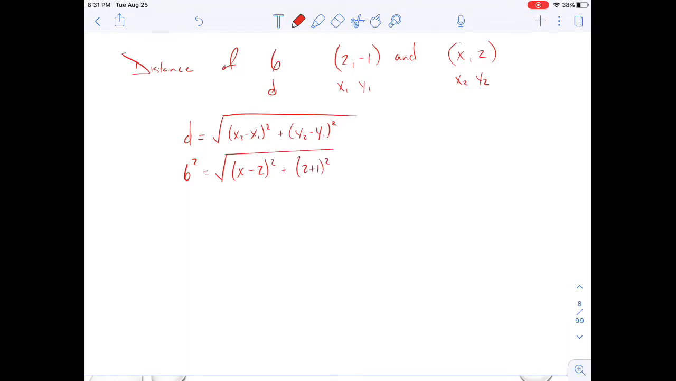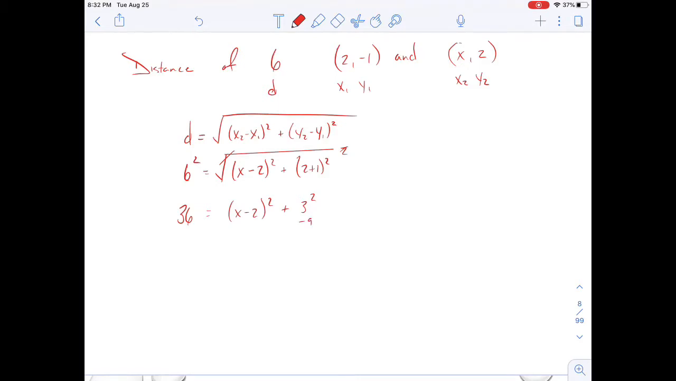So here we're going to end up with, excuse me, and I don't want 6 squared here. I'm a step ahead of myself. All right, so we're just going to have the 6. I want to square both sides so that I can cancel my square root here. That's going to give me 36 equals x minus 2 quantity squared plus 3 squared, or 9.